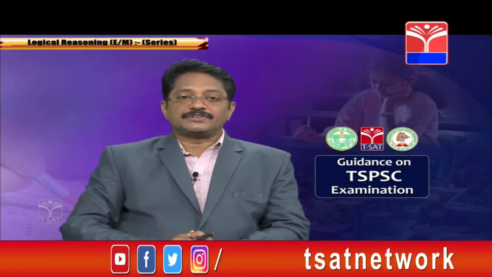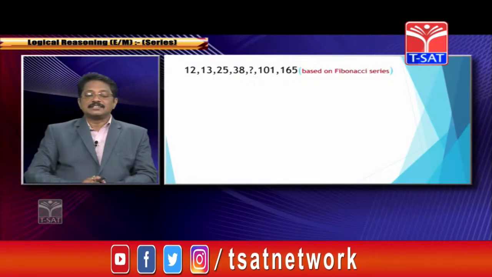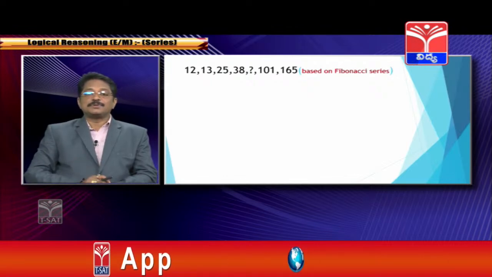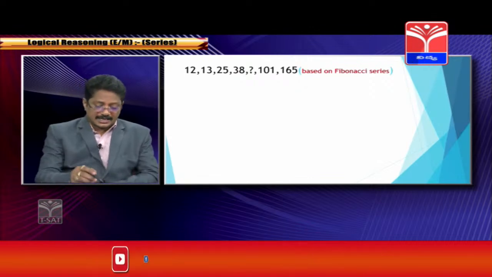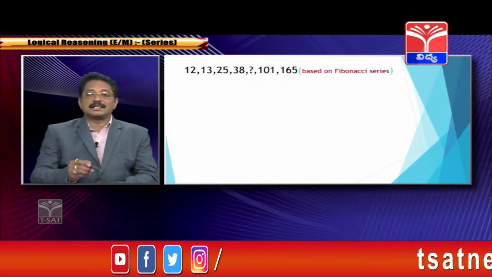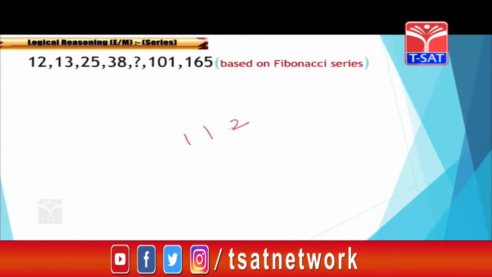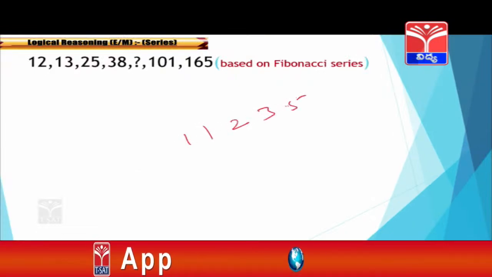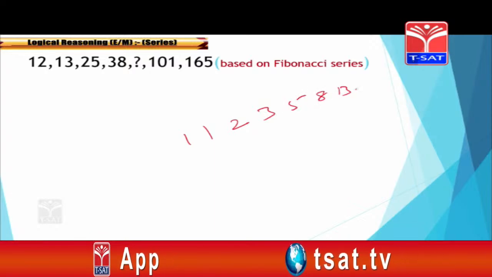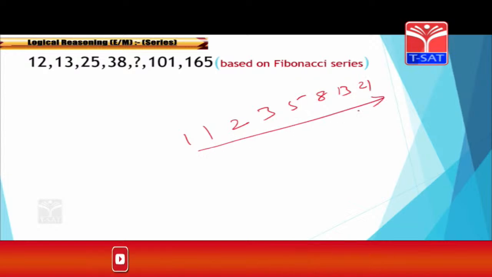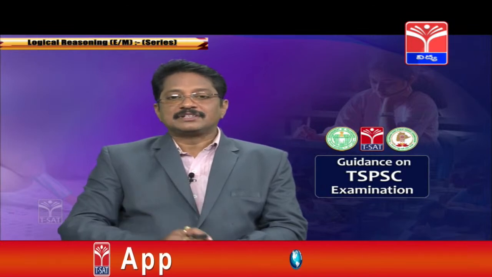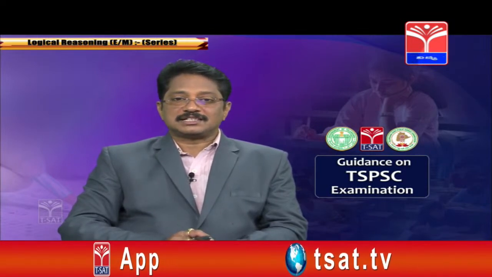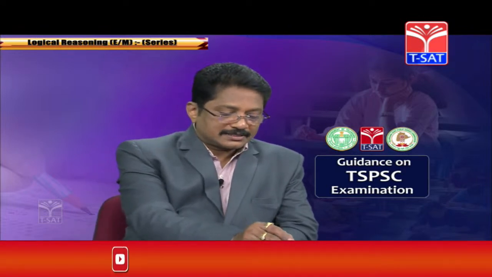That is 12, 13, 25, 38, 101, 165. This is a Fibonacci series. Fibonacci series means simply this: it will be generated starting with 1, 1. 1 plus 1 is 2, 1 plus 2 is 3, 2 plus 3 is 5, 3 plus 5 is 8, 5 plus 8 is 13, 8 plus 13 is 21. This is called the Fibonacci series. So each number is generated by the sum of the preceding two numbers. That's the method of generating a number in the Fibonacci series. Clear? Okay. Now you see it. 12 plus 13 is 25.